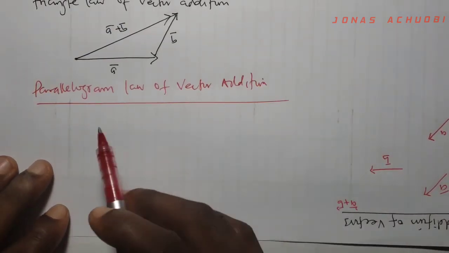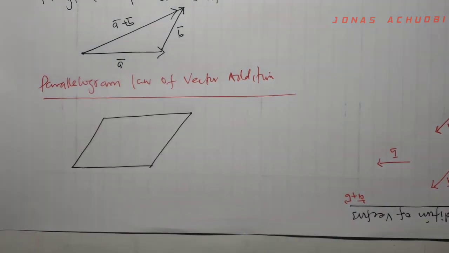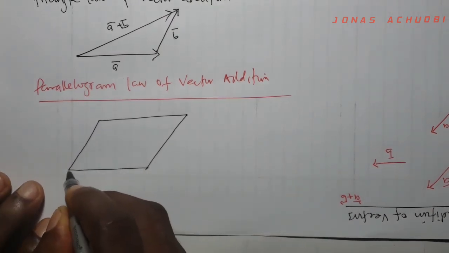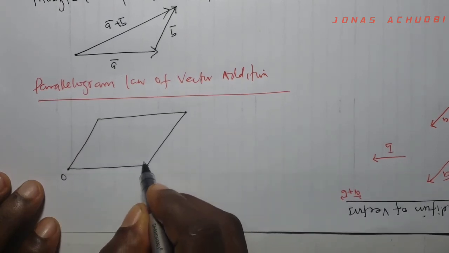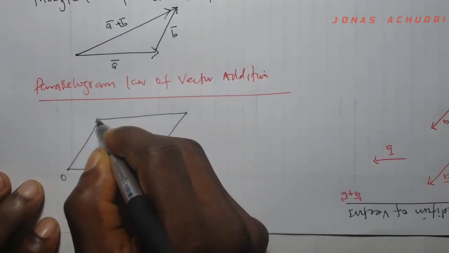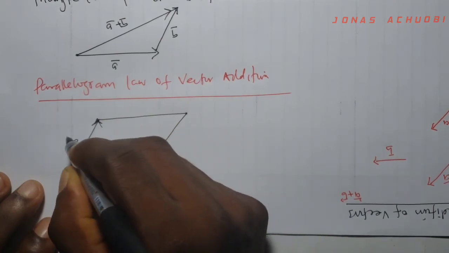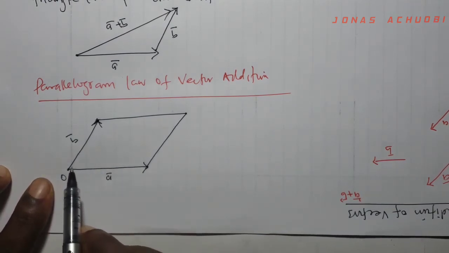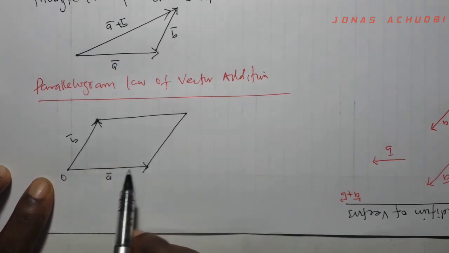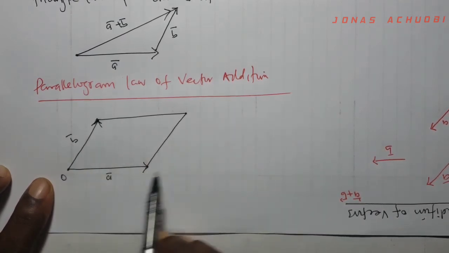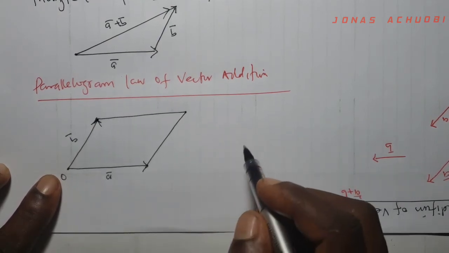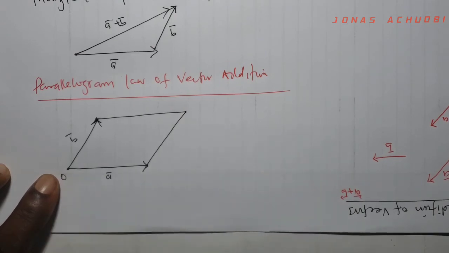There is a second type of addition which we call the parallelogram law of vector addition. It states that if two vectors act simultaneously at a point, here's my point, call it point O, two vectors, this is vector A, and this is another vector, call it vector B, and they can be represented both in magnitude and direction by the adjacent sides of a parallelogram drawn from point O, then the resultant is represented both in magnitude and direction by the diagonal of this parallelogram starting from point O. What are we saying here?